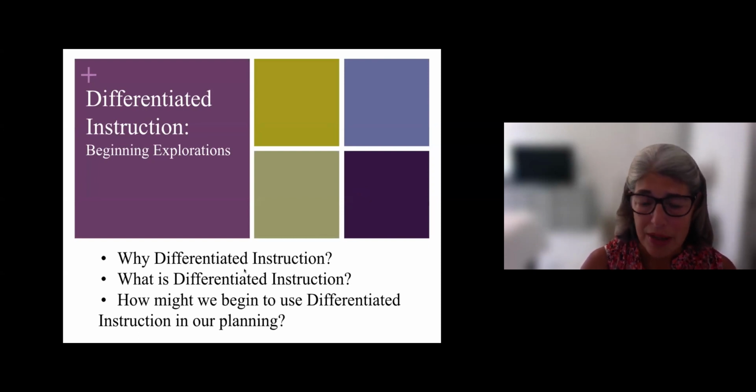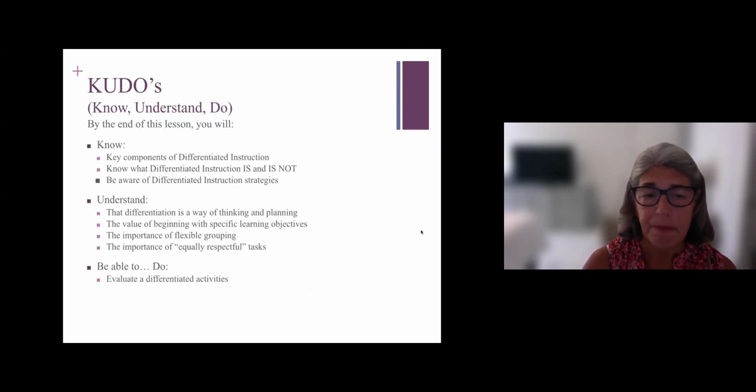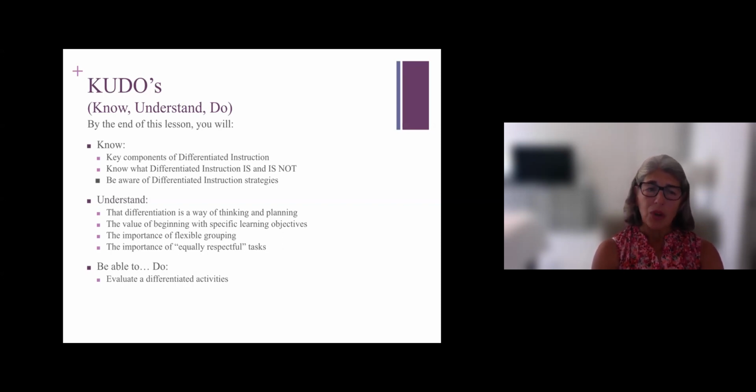So here's what we're looking at today. Why would a teacher want to differentiate? What is it to differentiate instruction? And how can we use differentiated instruction in planning lessons? So when I plan a lesson for you, I always start with what we call KUDOs. These are my objectives, and you might have noticed when I give you our learning objectives, I say, this is what I want you to know, this is what I want you to understand, and this is what I want you to be able to do. So sometimes there's just one of each thing, or I can mix them up, but that's what I'm looking for.